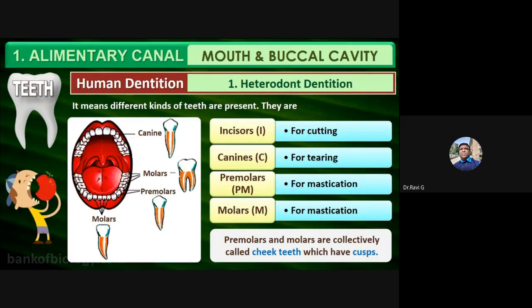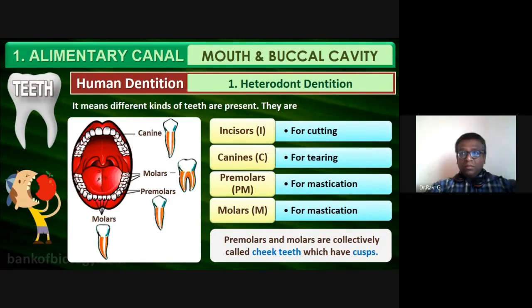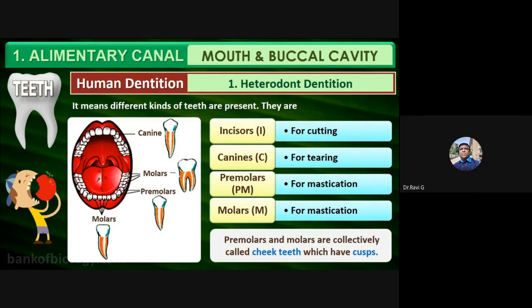So in human dentition, the heterodont dentition, different kinds of teeth are present. They are incisors. Incisors are for cutting the food. Especially when we are eating the chapati, the cutting part of it is done by the incisors. Then the next one is canines, which is denoted by C. It is for tearing the flesh. Most of the time it is the flesh. Even for sugarcane tearing, we have to utilize the canines.